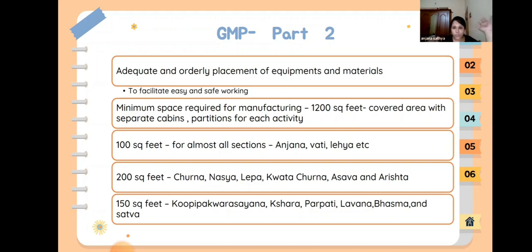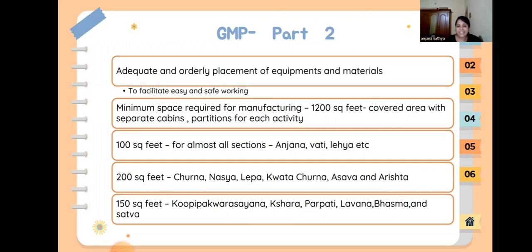And minimum space: for almost all the procedures, 100 square feet is the minimum space required. Like for preparing Anjana, Guliga, Udiga section, a minimum of 100 square feet is necessary. Based on the manufacturing and the quantity, you can plan accordingly, but a minimum of 100 square feet has to be there in a Guliga section, Dehya section, Anjana section, and almost all the procedures.